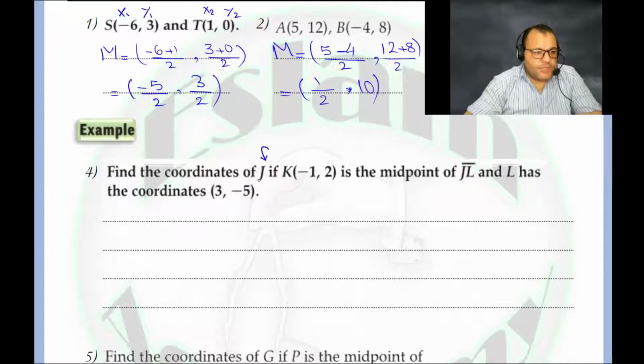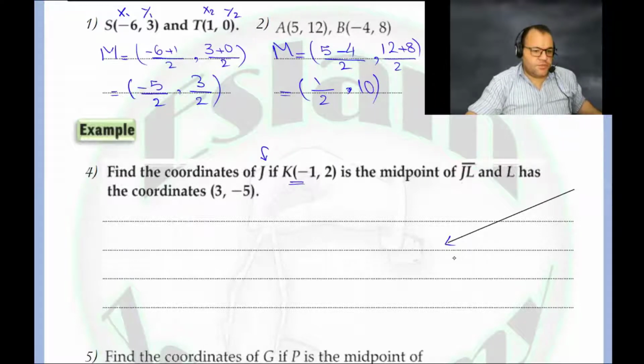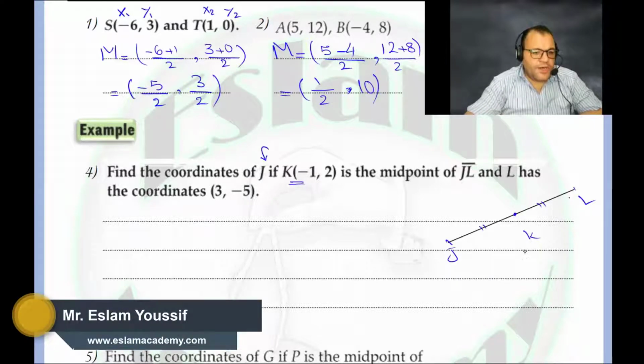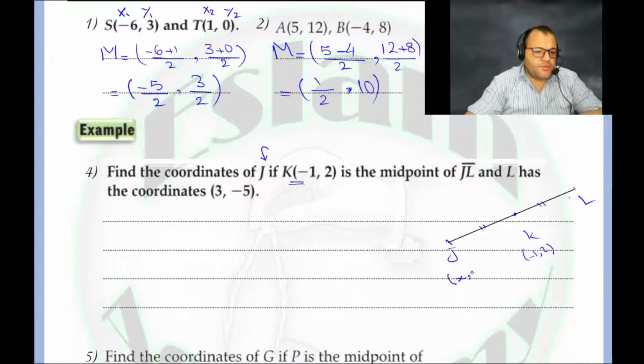Find the coordinate of the point J, if K is negative 1 and 2, and K is the midpoint of JL. Again, for this one, we have a line segment JL, and we have a point K that lies in the middle, where K is negative 1 and 2. We need to find the coordinate of the point J, meaning x and y, because it's missing. And L is 3 and negative 5.